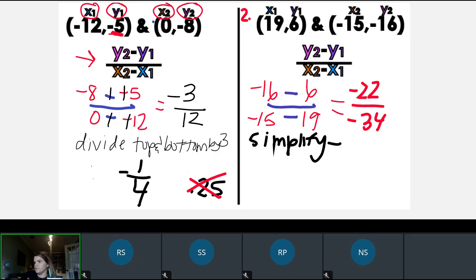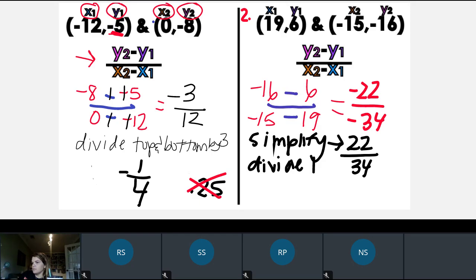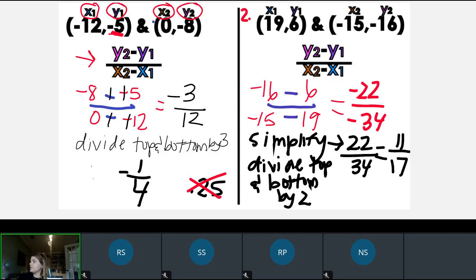Now we simplify. A negative divided by a negative gives me a positive. Yep, good, Micah, exactly. So I'm going to have positive 22 over 34, and then I'm going to simplify again. So I'm going to divide the top and bottom by 2. Same thing with multiplication. Multiplying by 2 negatives is a positive. When I divide the top by 2, I'm going to get 11. When I divide the bottom by 2, I'm going to get 17.